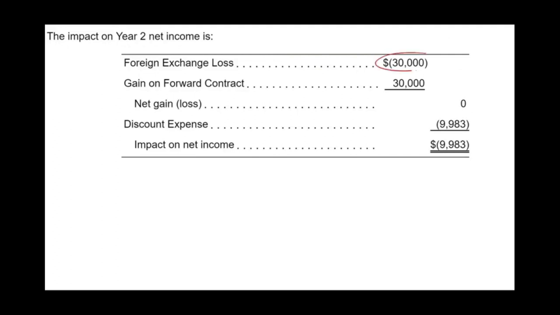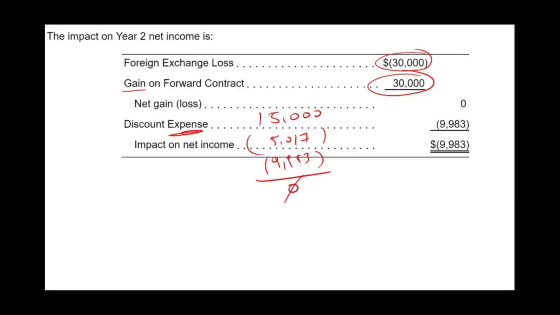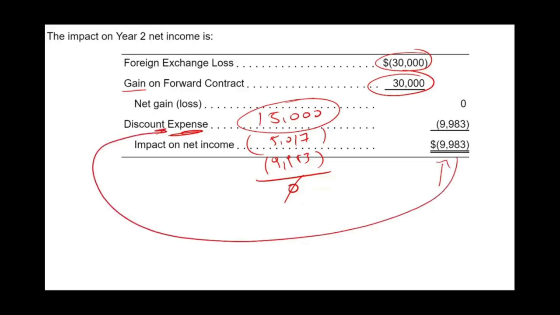We have a foreign exchange loss on the receivable. We have a gain on the forward contract. Again, the hedged item and the hedged instrument work the opposite. When one has a loss, the other one has a gain. The only expense that we're going to report related to that transaction is the discount. Remember the $15,000 of expense: in the first year, we amortized 5,017. And now in the following year, we amortized 9,983. Therefore, we amortize all the 15,000 of the discount. So the impact on net income is 9,983. It's coming from an expense, not gains or losses.